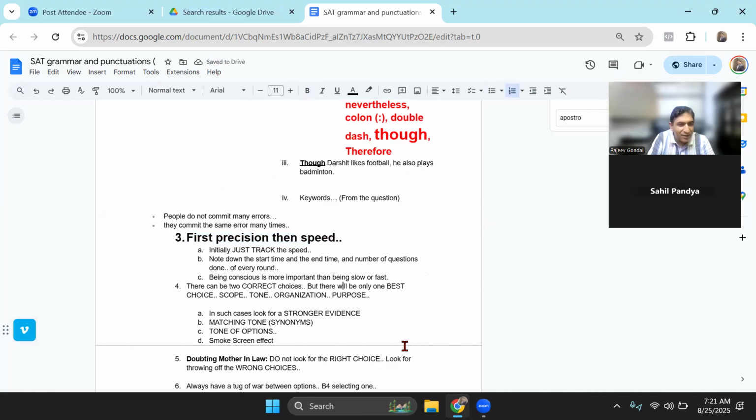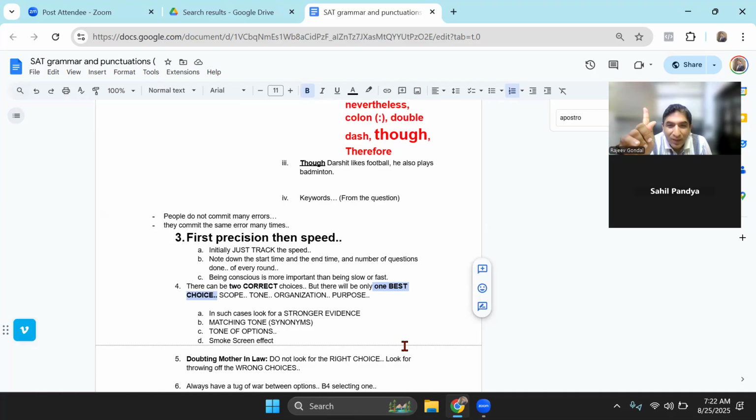That is enough. There can be two correct answers, but there would only be one best answer. So there are two different things, correct answer and best answer. Are you supposed to choose the correct answer or the best answer? The correct answer. No, you are supposed to choose the best answer. So correct answer means what? It could be right, but the best answer is the one which is just one.